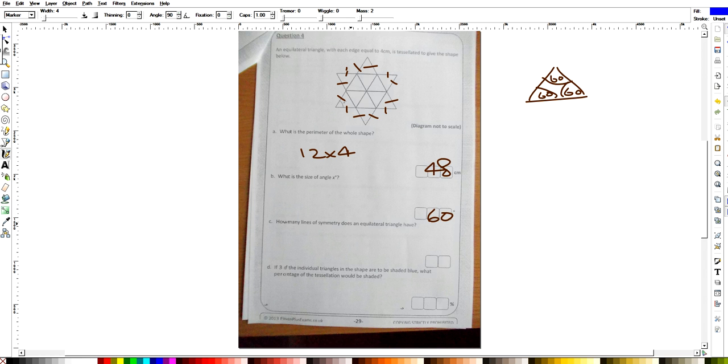Okay, how many lines of symmetry does an equilateral triangle have? It has 3. If 3 of the individual triangles in the shape are to be shaded blue, what percentage of the tessellation would be shaded? So we have 3 out of how many triangles do we have in there? 12. We've got 12 edges. How many triangles do we have? We got 12 as well. 12, yeah. Okay. So 3 out of 12.